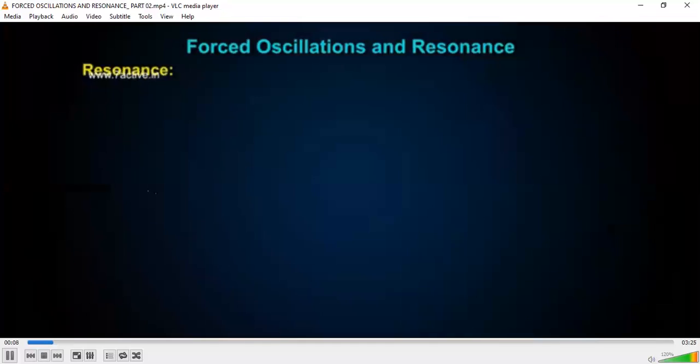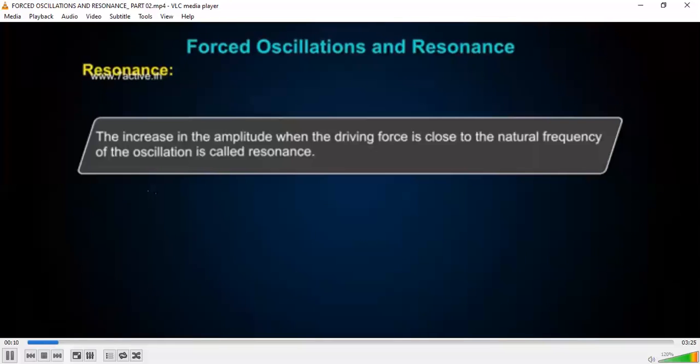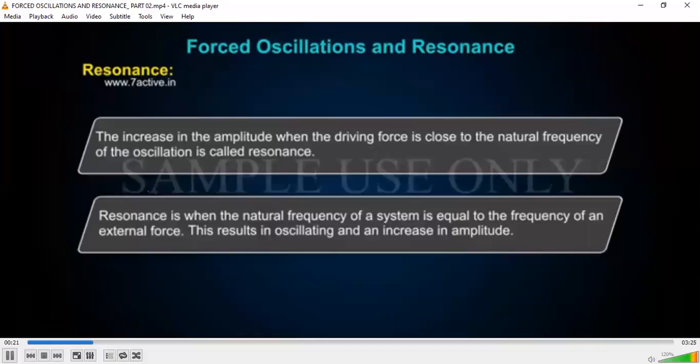Resonance. The increase in the amplitude when the driving force is close to the natural frequency of the oscillation is called resonance. Resonance is when the natural frequency of a system is equal to the frequency of an external force. This results in oscillating and an increase in amplitude.